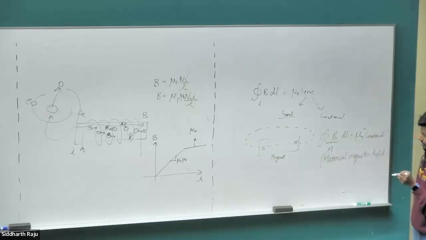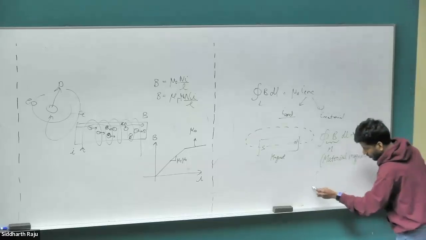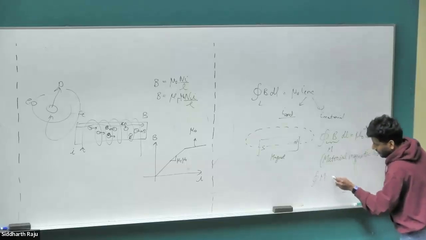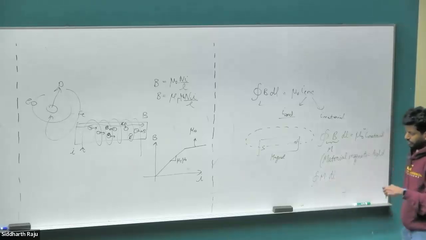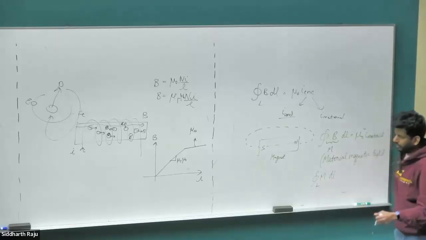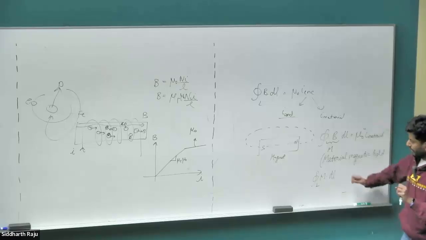So whenever we have any kind of ferromagnetic material, where this term mu naught times I material, we can replace it by this new term, which is the material magnetic field, the closed loop integral of the material magnetic field over the loop that we have. Right? It's pure mathematical jugglery.